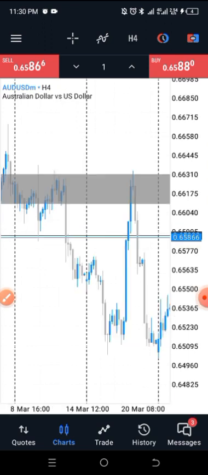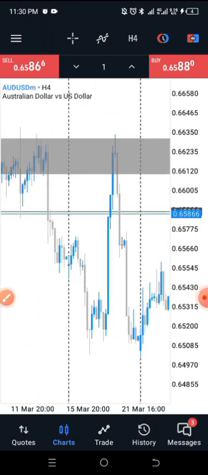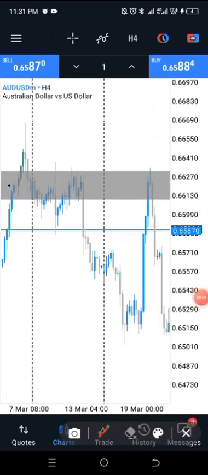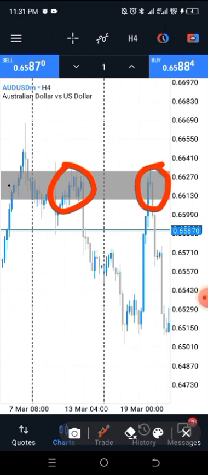Now, the zones are characterized by at least two or more points. So here we have one point, and here we have another point. You realize that around this point, price reversed. At the same point, price reversed.